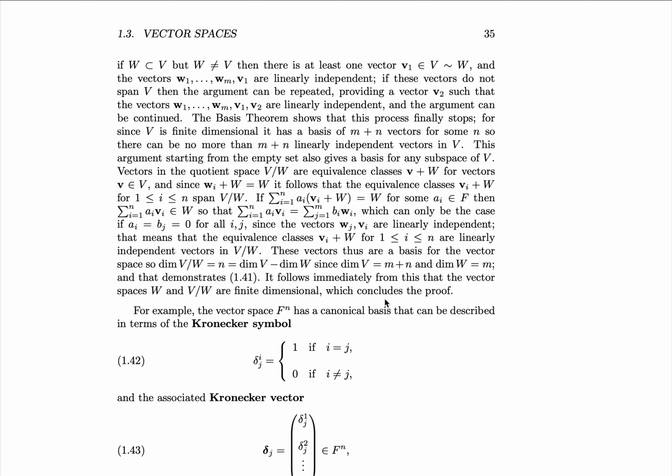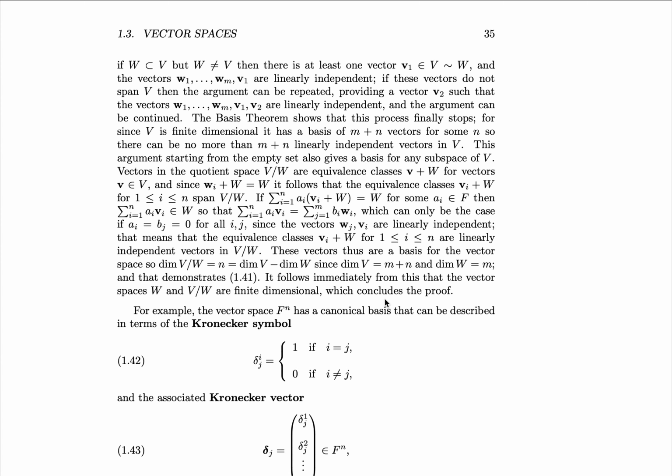We then will consider the quotient space and note that vectors in the quotient space V quotiented against W are equivalence classes v plus W for vectors v in V, and we'll note that since Wi plus W is equal to W, that is, choosing any element in the subspace, particularly the basis elements of the subspace, and adding them into the subspace will just give you the subspace itself, it follows that these equivalence classes Vi plus W for i from 1 to n span all of V quotient against W. That is, we consider all those elements that we've generated previously, and we see that they must span V quotient against W.